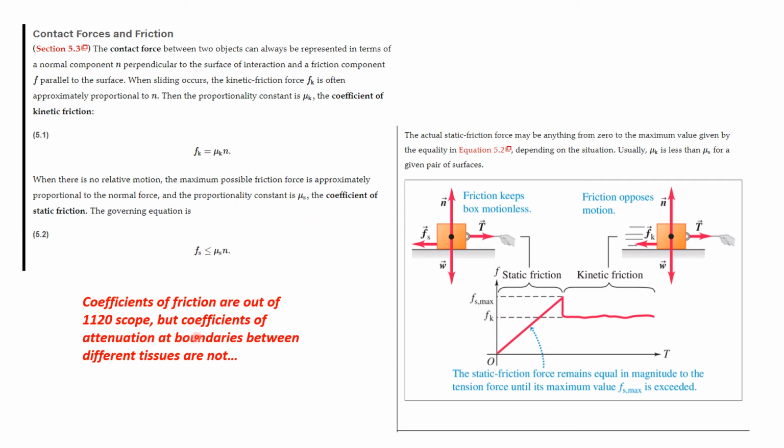But later on in ultrasound, we will talk about coefficients of attenuation at boundaries between different tissue types. And those are in scope. So having these coefficients makes sense for us to understand that as we go forward.